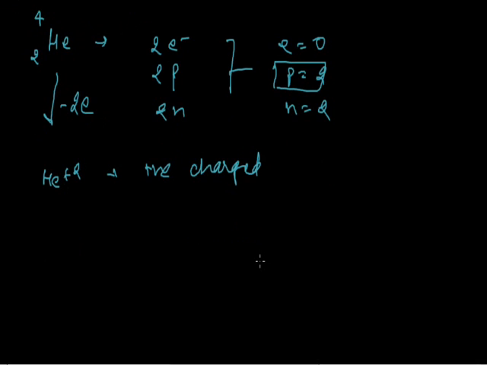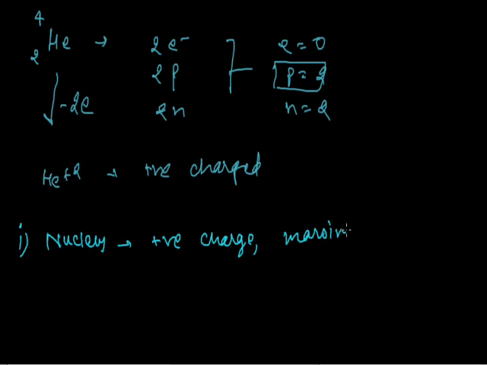The main features of this model are, first one, the atom of an element consists of a small positively charged nucleus which is situated at the center of the atom and which carries almost the entire mass of the atom. So we can see the nucleus is present in the center of the atom, contains positive charge, and this is the massive part of an atom.